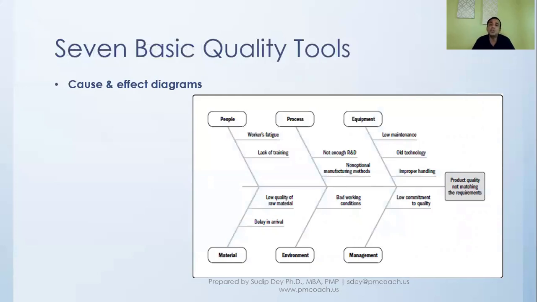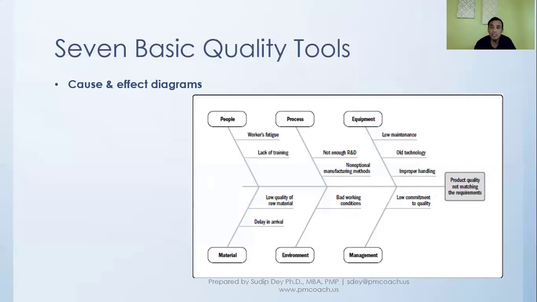Or it is also called Ishikawa diagram, after whoever founded it. So with this cause and effect diagram, the whole idea is when you find an issue, you try to go deeper and deeper and really try to see what the root cause is. For example, here we find a product where the quality is not matching the requirement. So then we try to go one level deeper. Okay, it is not matching the requirement.